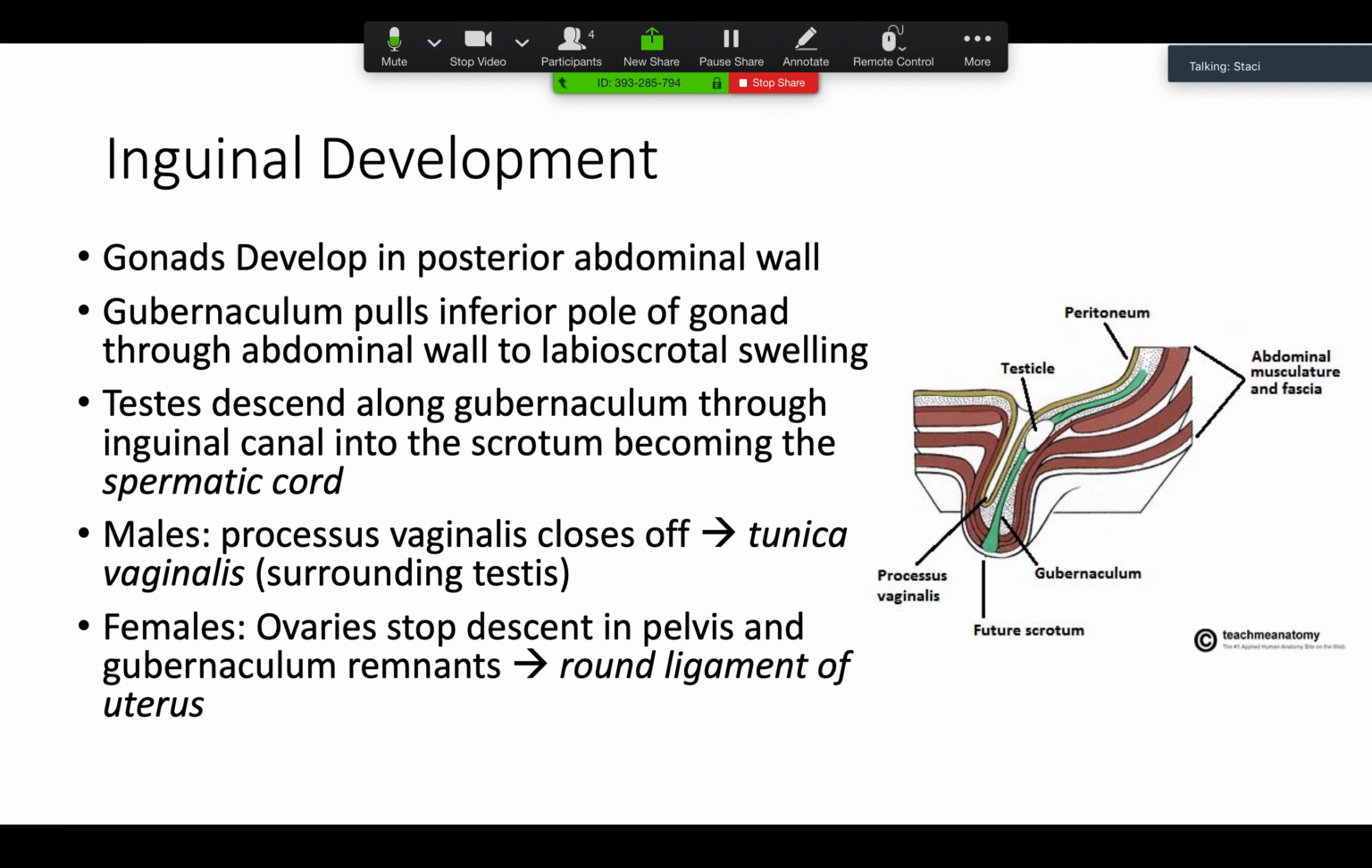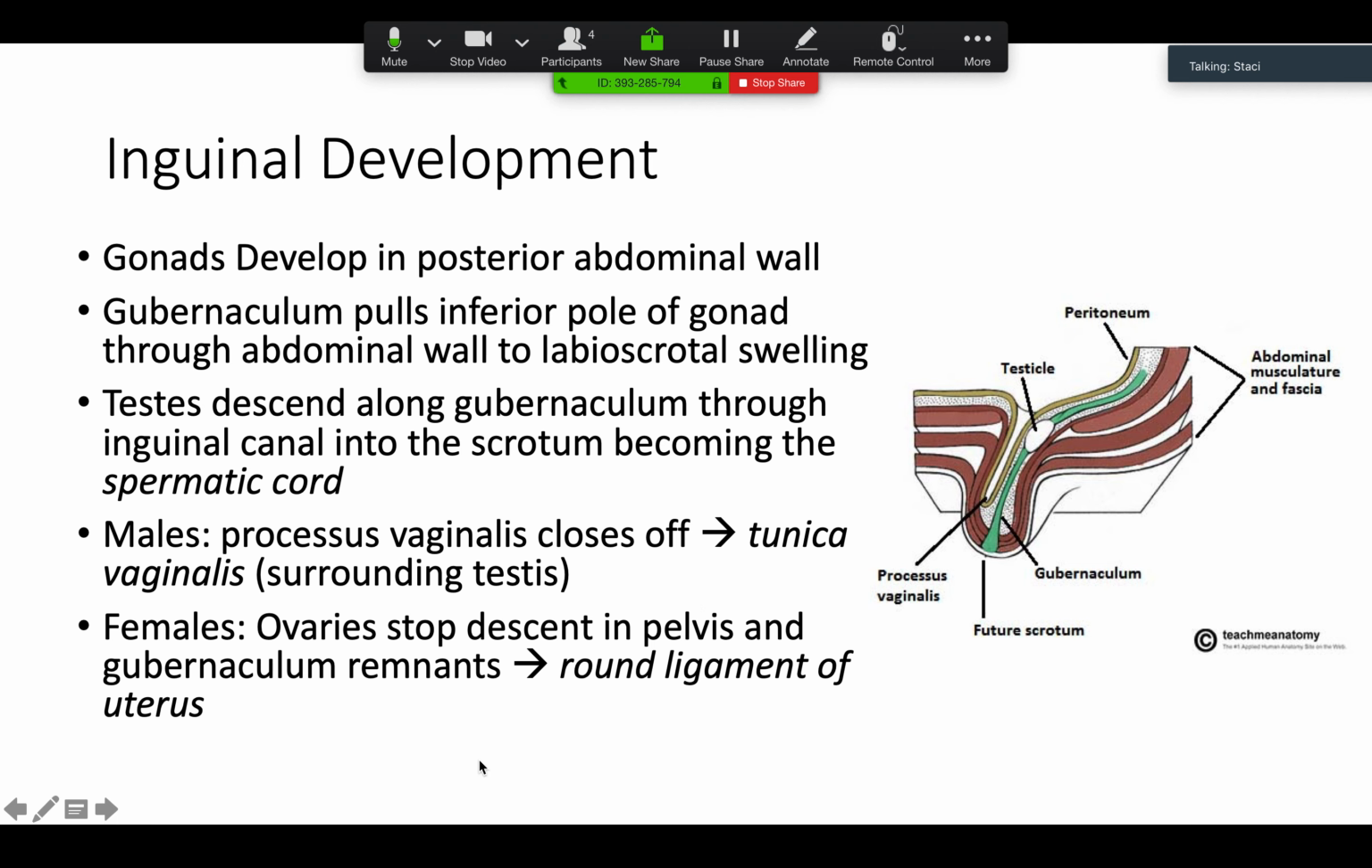Okay, the inguinal development. So the gonads are going to develop in the posterior abdominal wall. And then this gubernaculum pulls the inferior pole of the gonad through the abdominal wall to this labioscrotal swelling. The testes are going to descend along the gubernaculum through the inguinal canal, becoming the spermatic cord. The processus vaginalis closes off to the tunica vaginalis surrounding the testes in males.